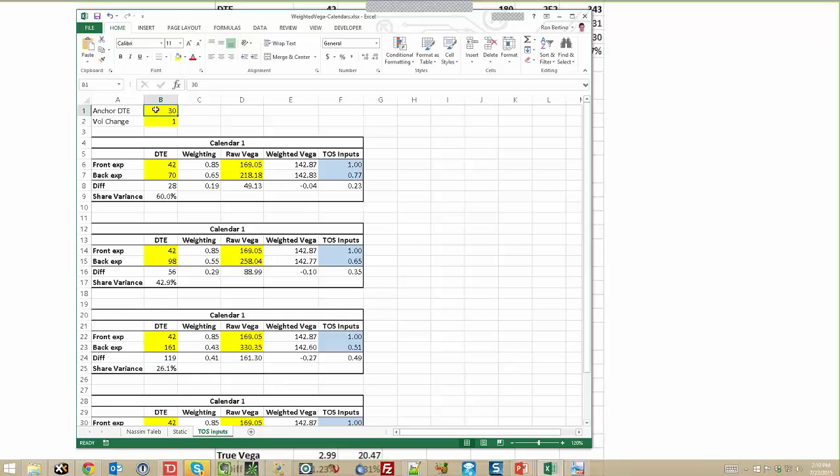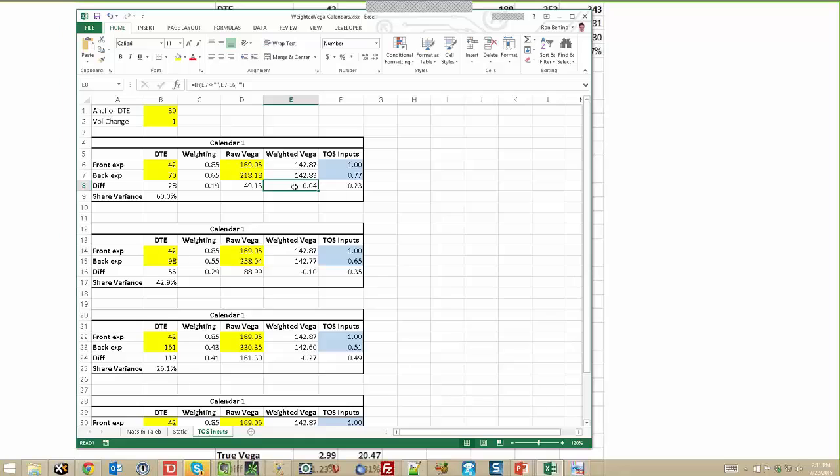I've just chosen 30. Then if you want to simulate the vol change going up by 1 point, you stick a 1 in here. So any cell that's yellow, this is where you can specify your own inputs. Don't change these, only change what's yellow. So you would come in here and type in 42 and then 70, which are the expiration for your short and the expiration for your long. From a DTE perspective, you enter the raw Vega based on what the software is actually telling you, and then this will work out the weighted Vega and tell you, in this case, that that particular calendar is relatively Vega flat, all right?